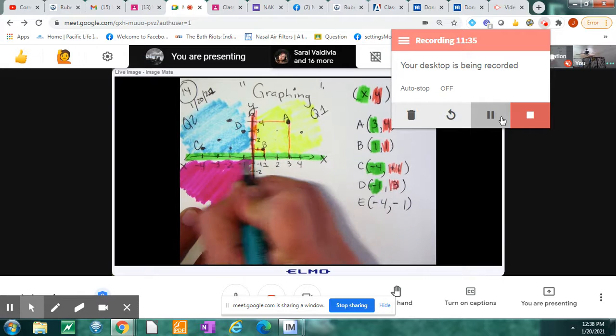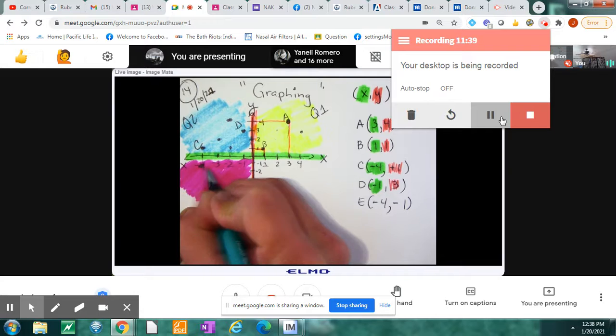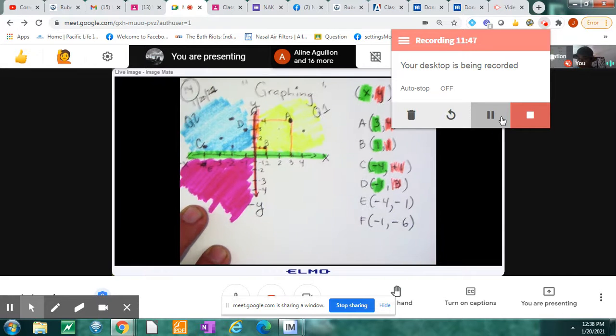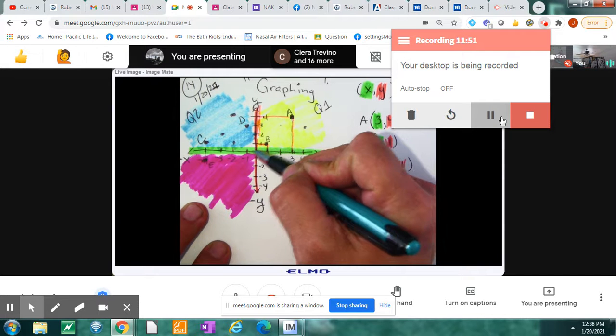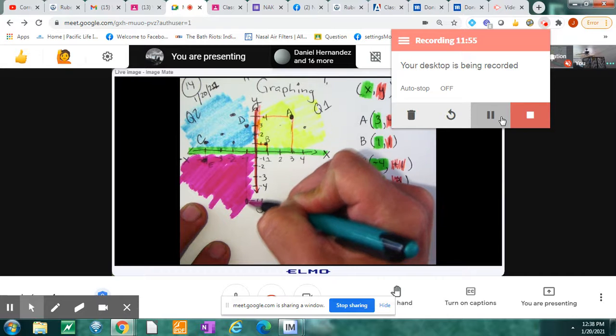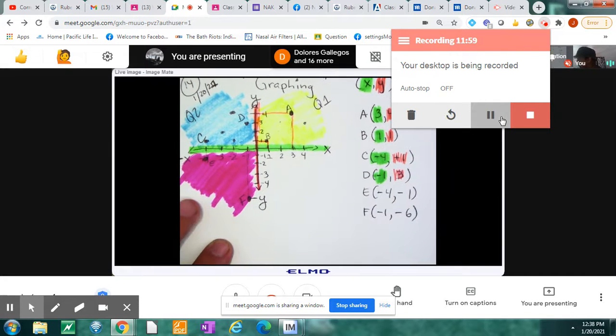-4, x, -1, right there. So that'll be your E. And another one, -1, comma, -6. But mister, you don't have -6. We could try to guess where it is. -1, and then all the way 4, 5. So it's probably going to be right there. -6, that's F. Okay? So EF.